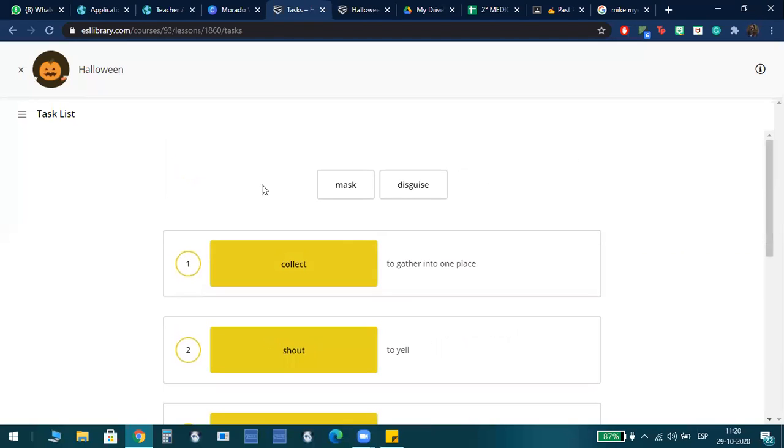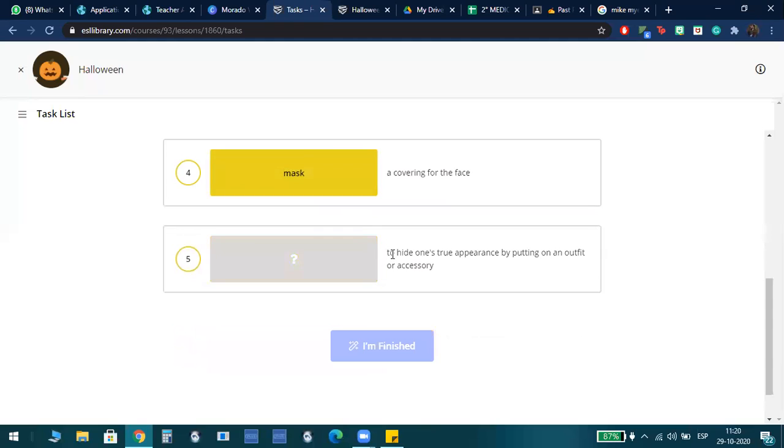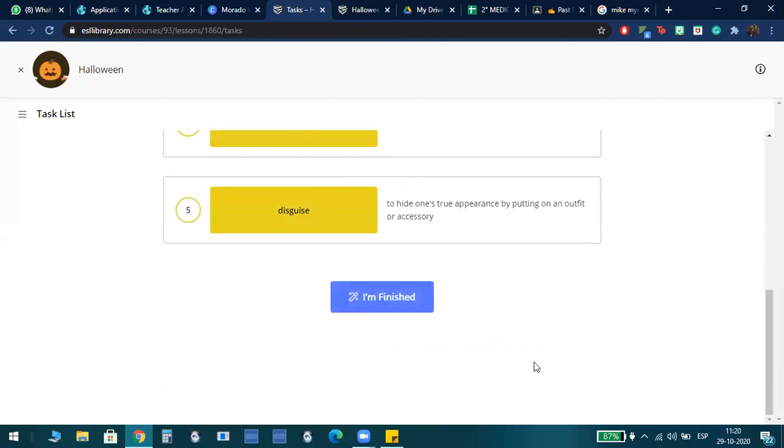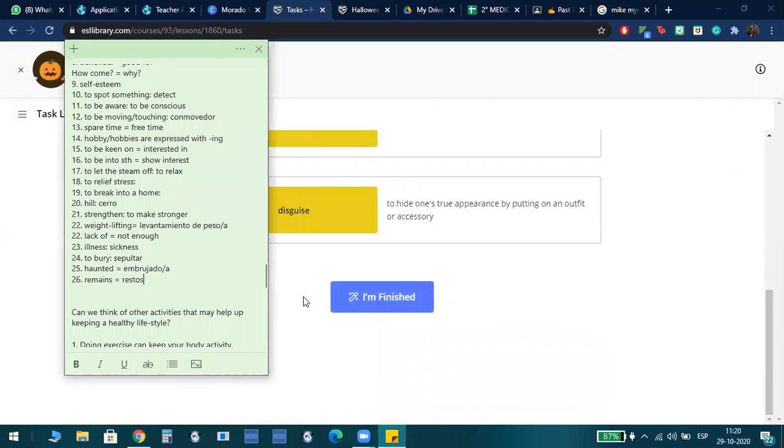Covering your face, so that should be the mask. And we have to hide someone's true appearance, by putting an outfit or accessory. Disguise. So what's the meaning of disguise then? Disguise. This was also to disguise.